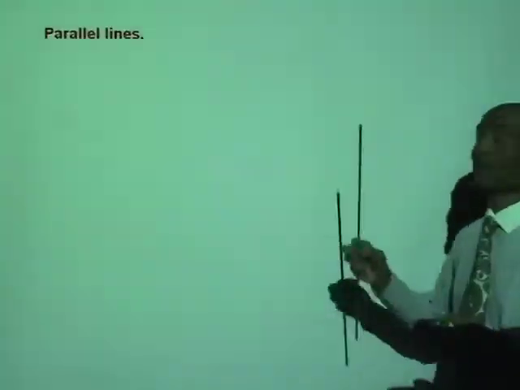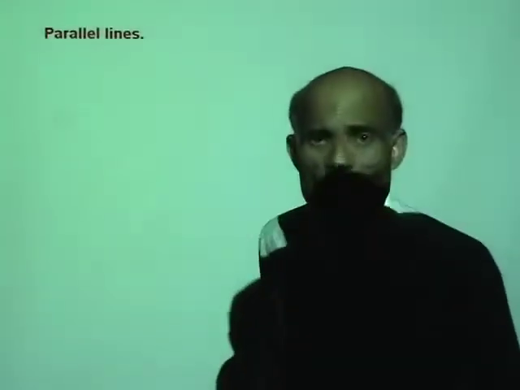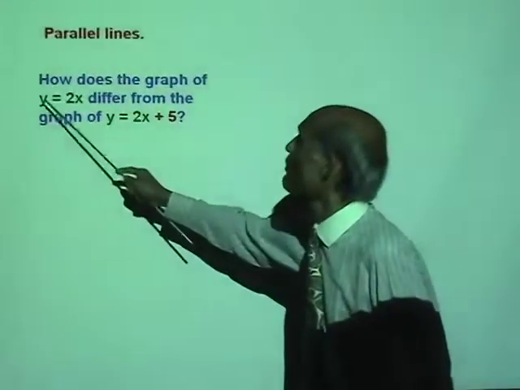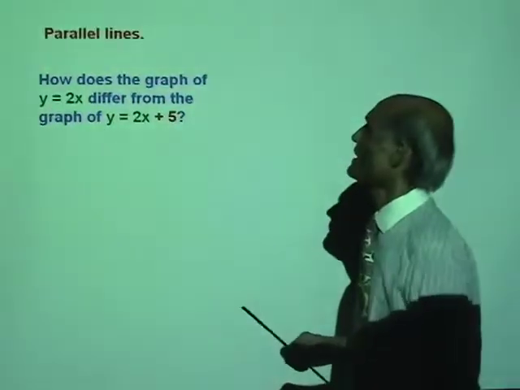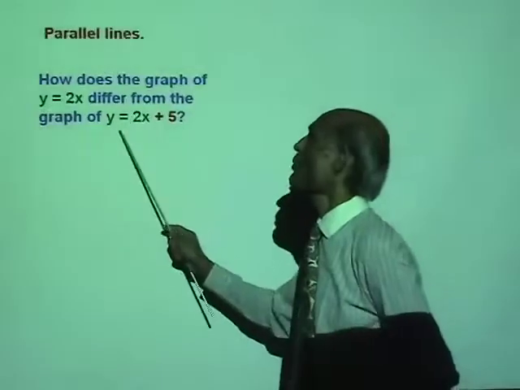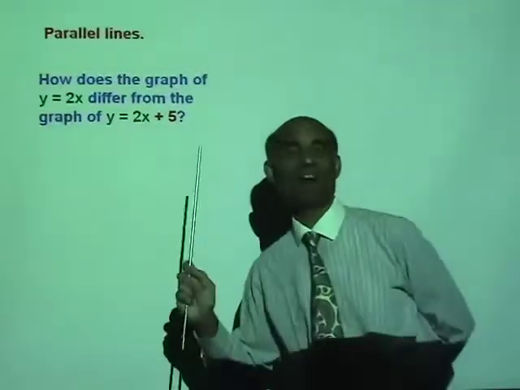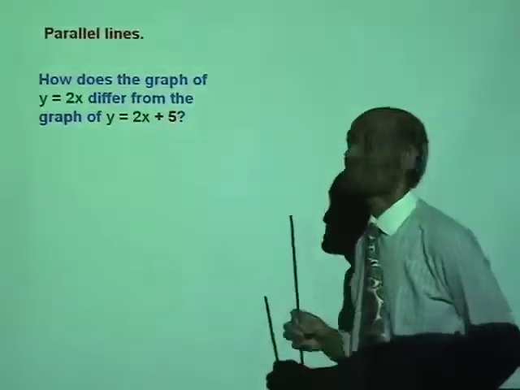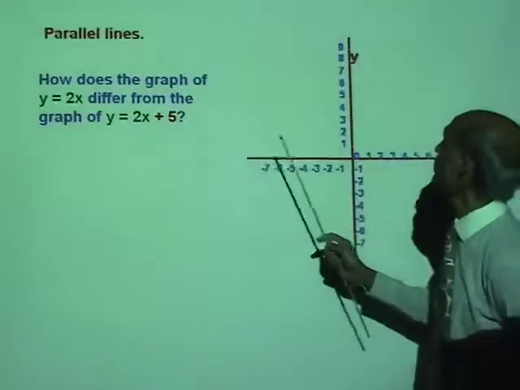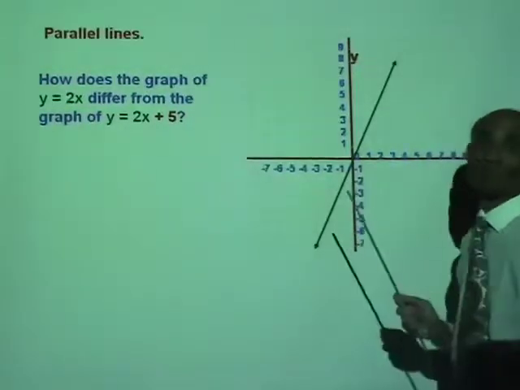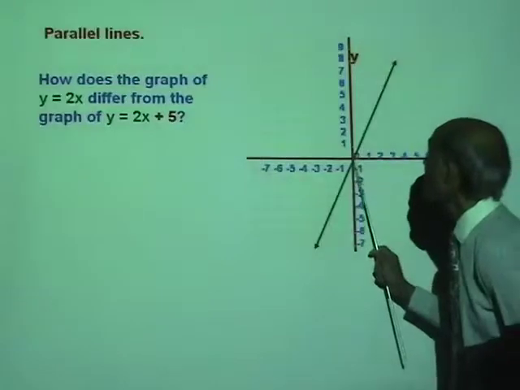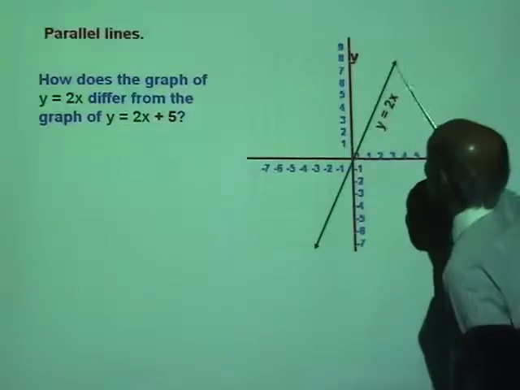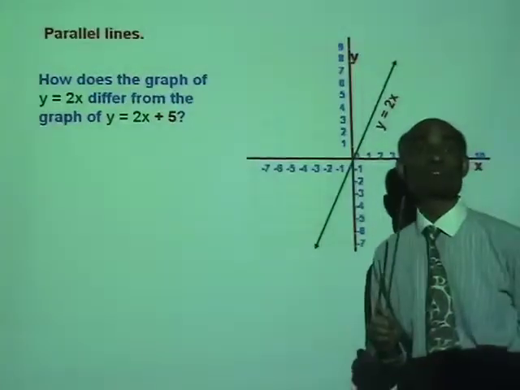Okay, let's now talk about parallel lines. What are parallel lines? How does the graph of y equal to 2x differ from the graph of y equal to 2x plus 5? If you understood my explanation in the previous one, you must be able to tell me this. Now look at the graph of y equal to 2x. Every time x changes by 1 unit, y will change by 2 units.